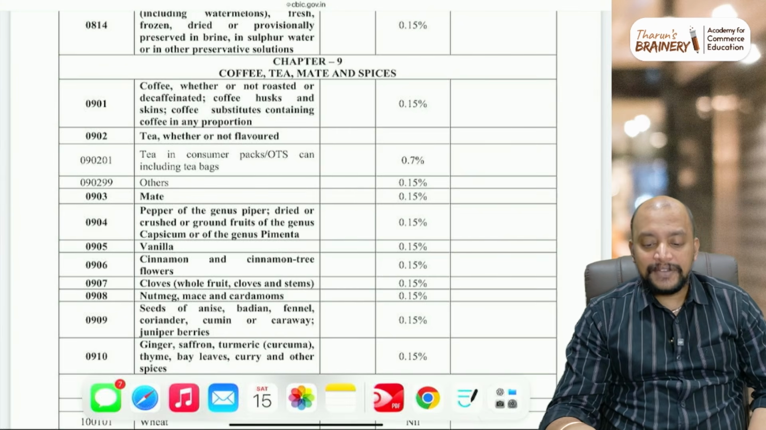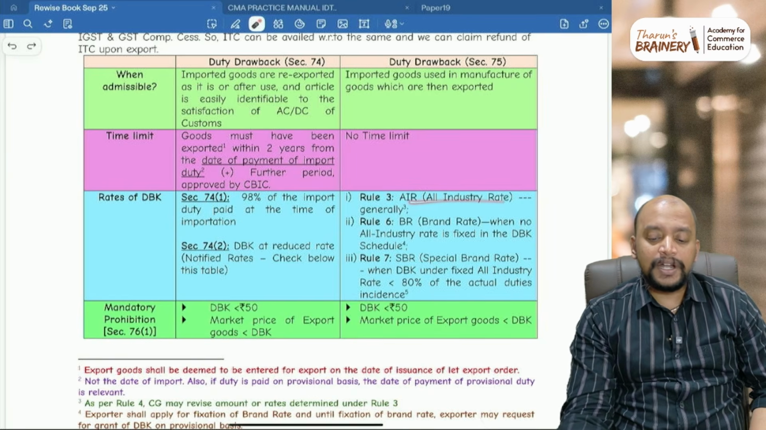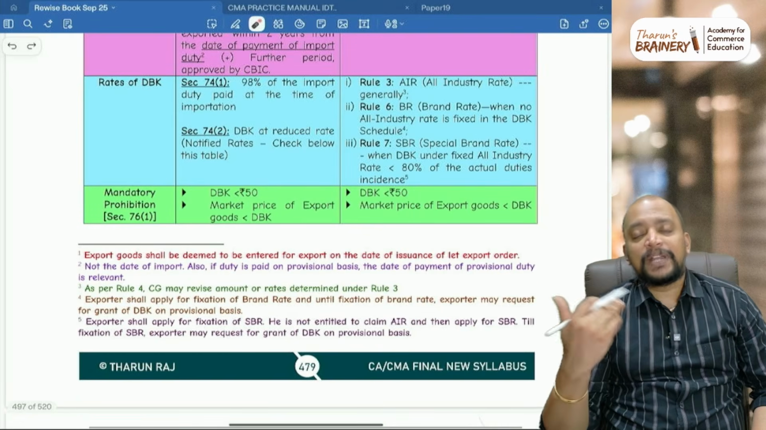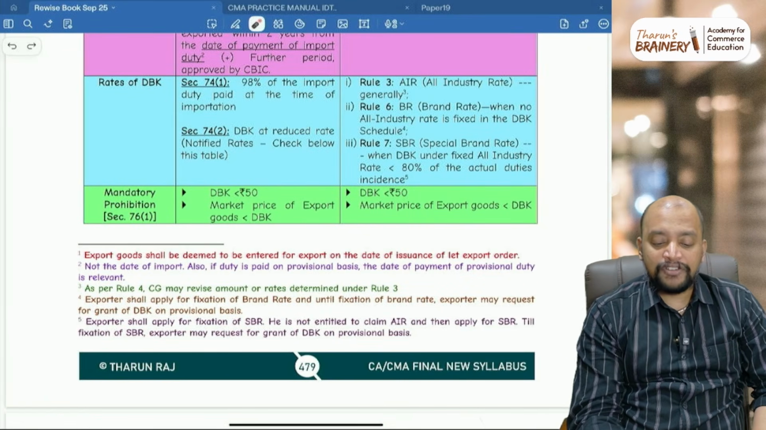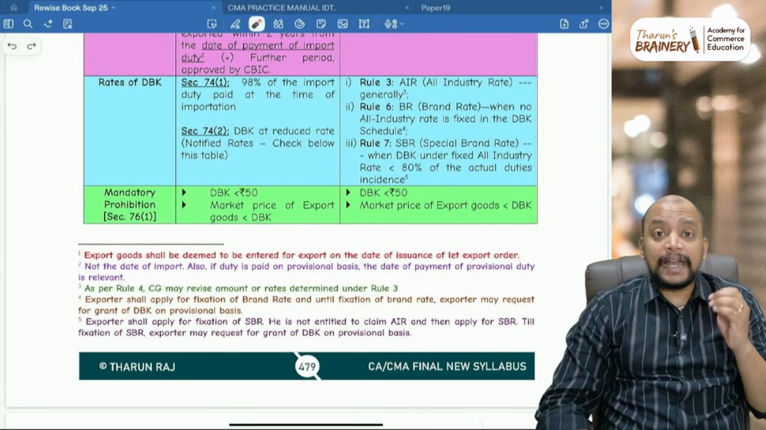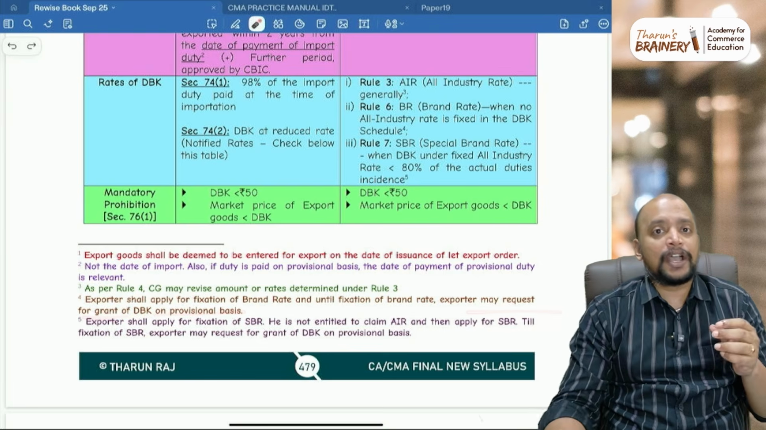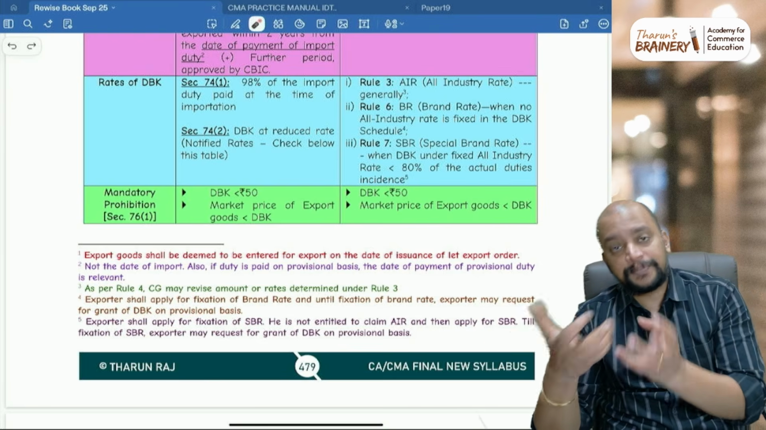In that case, we can go for brand rate. If all industry rate is not fixed in the duty drawback schedule, then we can go for brand rate. And for that, they need to make an application. See the footnote: exporter shall apply for fixation of brand rate, and until fixation of brand rate, exporter may request for grant of duty drawback on provisional basis. So provisionally you give some money like that, they can request.